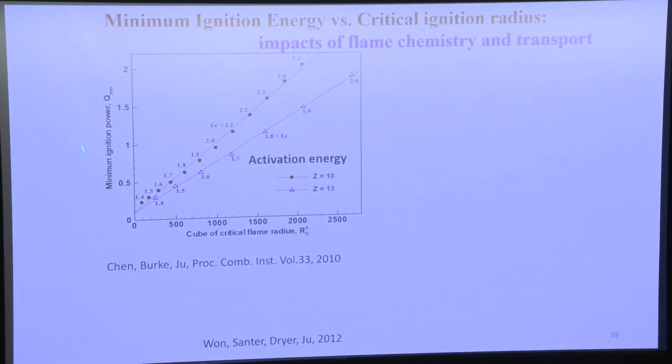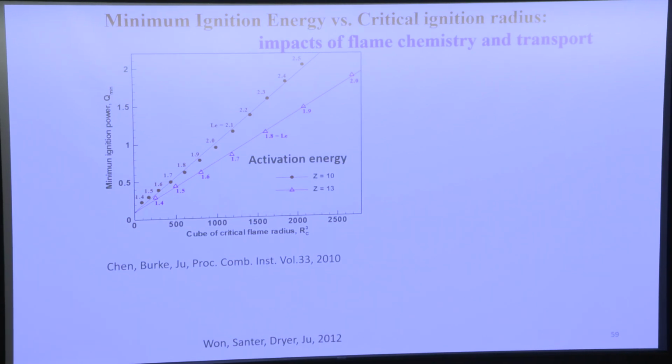If you plot the minimum ignition energy against the cube of the critical radius at different Lewis numbers, you can see that beautifully they fall on the same curve. Direct numerical simulation compared to the theory says the same thing: the minimum ignition energy is governed by the critical radius. For a certain activation energy, they are on this curve; another activation energy is this. So this was an earlier work, and I presented this to Air Force Program Manager Tishkov.